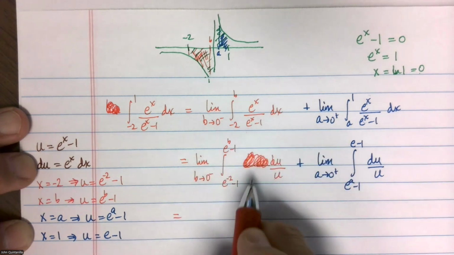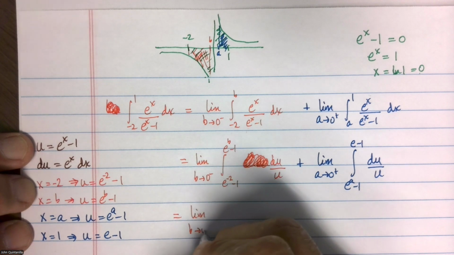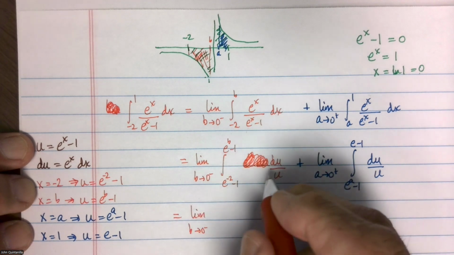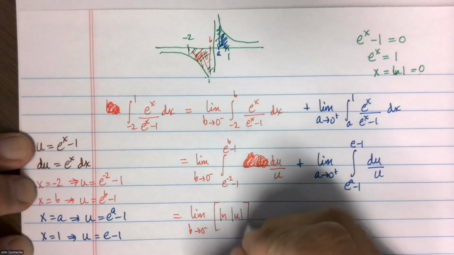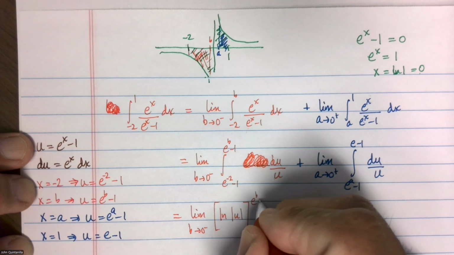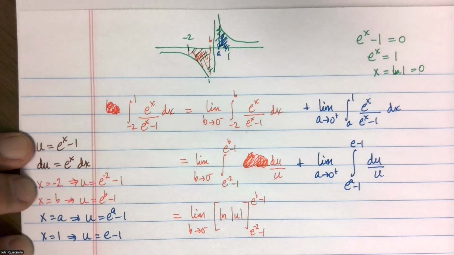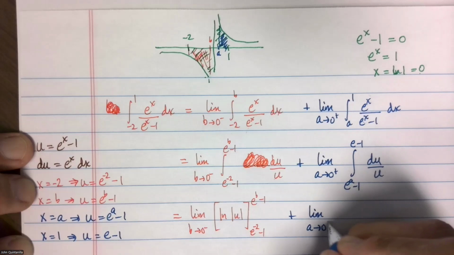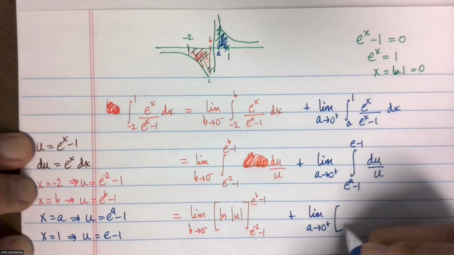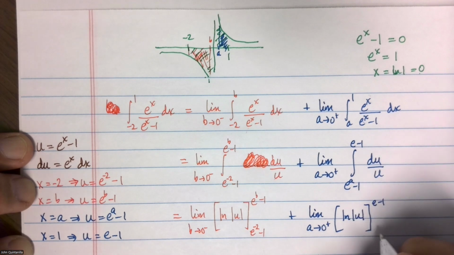Okay, so now I can evaluate both integrals. The limit as b approaches 0 from below. The antiderivative of 1 over u is going to be the natural log of absolute value of u. And I evaluate that from e to the b minus 1 on top and e to the minus 2 minus 1 on the bottom. Second, we have the limit as a approaches 0 from above. Once again, natural log of the absolute value of u. And the upper limit is e to the minus 1. The lower limit is e to the a minus 1.